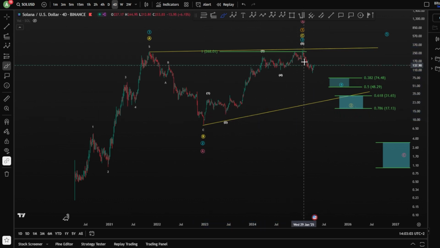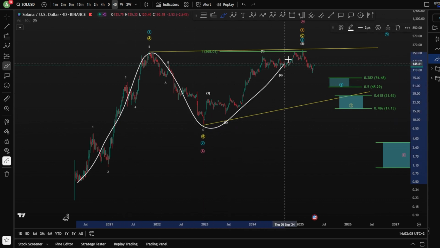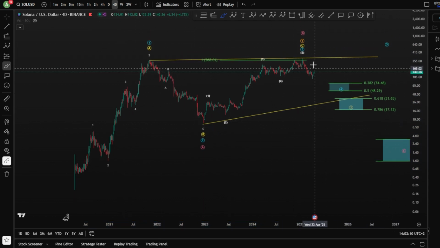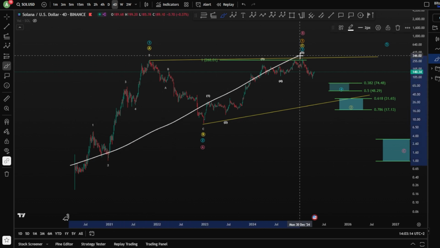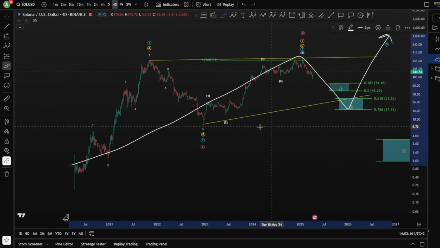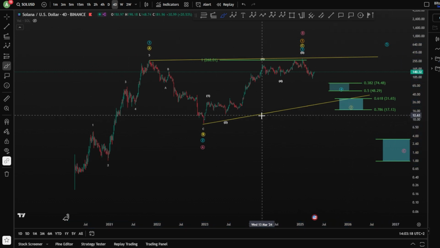A 1, 2, 3, 4, and a 5 impulse finished, meaning you have finished an A, B, C zigzag toward the upside. For a wave A here, and a potential 3 waves up, 3 waves down, and then continuation for a wave C for higher prices.